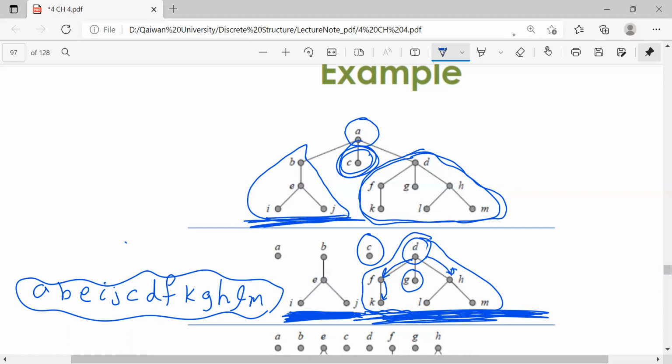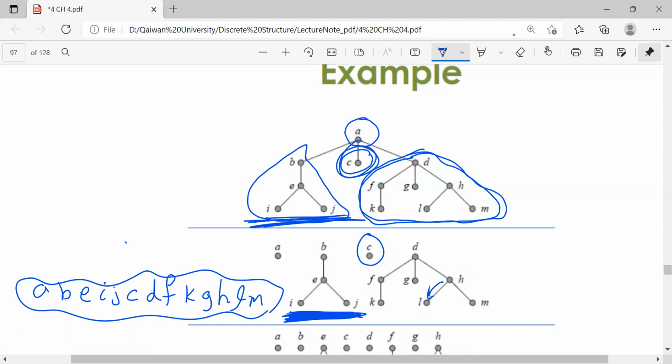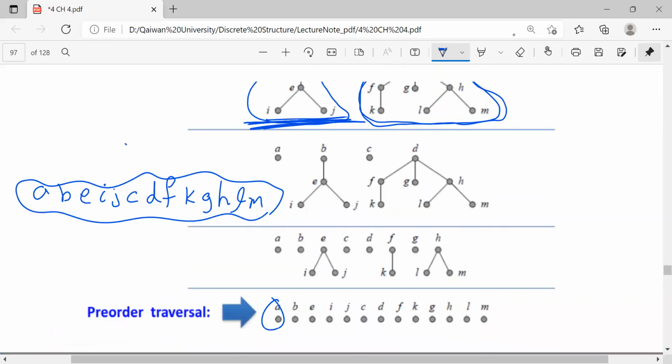When we take the right subtree, here we have H. Then we take the left element, the left leaf, and the right. That's the pre-order traversal of a tree. Okay, this is the process.